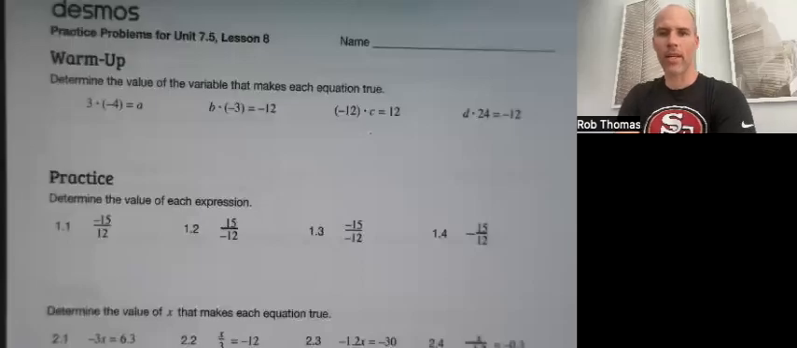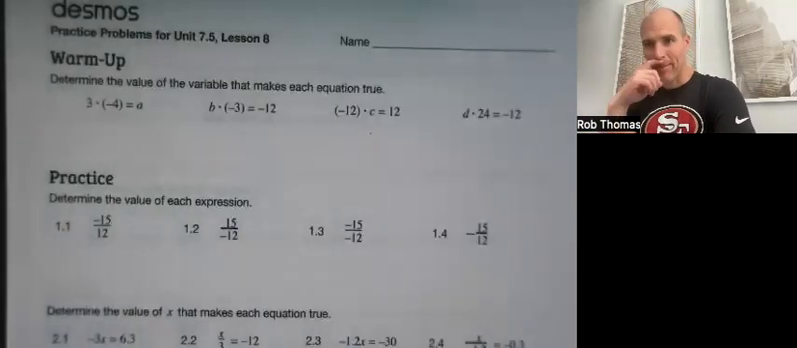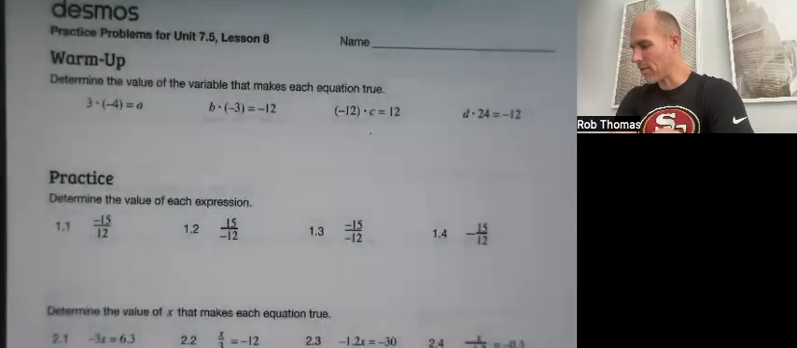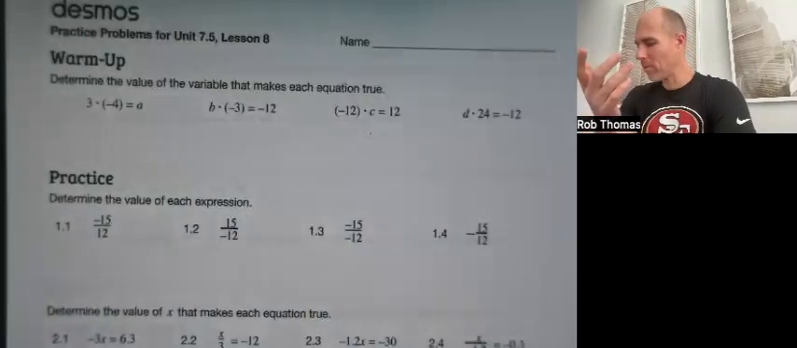Hey, so this time we are doing Desmos Unit 5, Lesson 8 practice. Or if you're online, it should say 7.5.8. Let's get to it. We're going to start off with some little expressions where they want us to figure out the value of the variable.